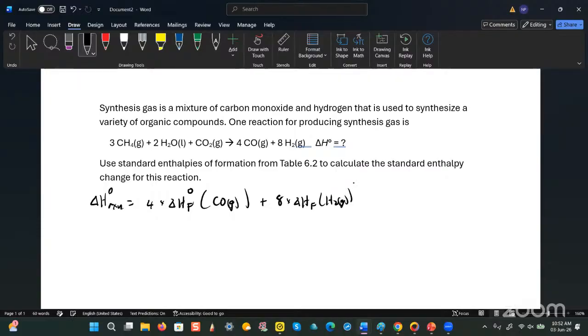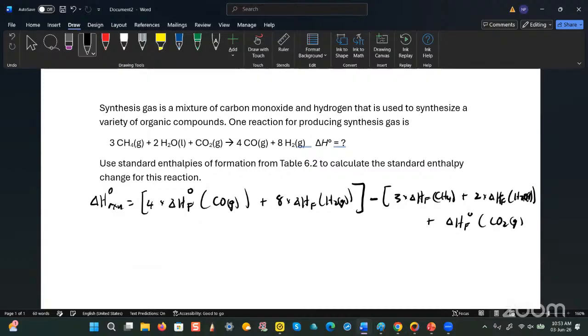All right, and those are the products, so I'm going to surround them with square parentheses. Now I'm going to look at the reactants, minus the sum of 3 times the enthalpy of formation of methane, CH4, plus 2 times the enthalpy of formation of H2O liquid, plus the standard enthalpy of formation of carbon dioxide gas. Then I'll put that in square parentheses together.